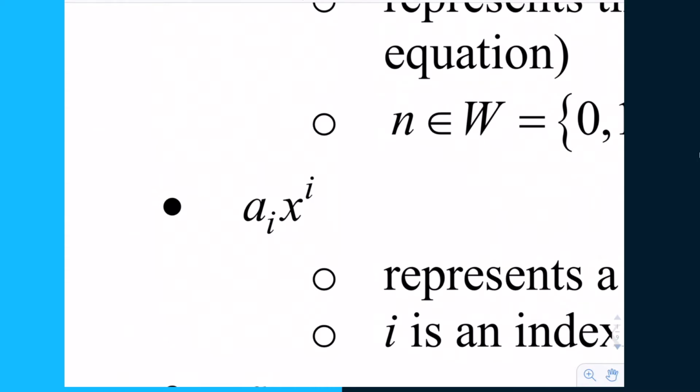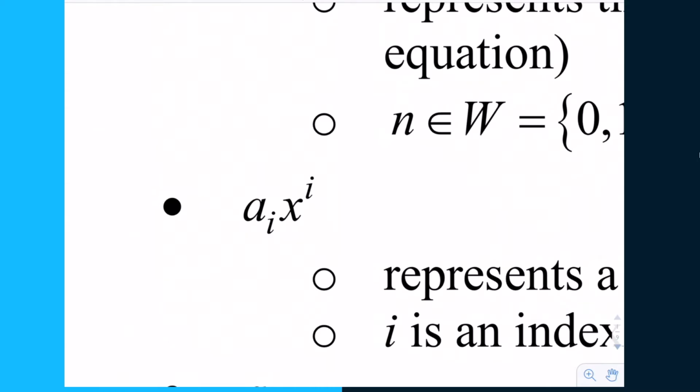If I were 3, then this would be a sub 3 x to the third. If I were 4, then we'd have a sub 4 x to the fourth power.